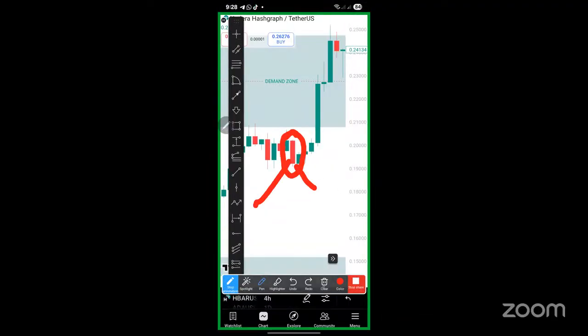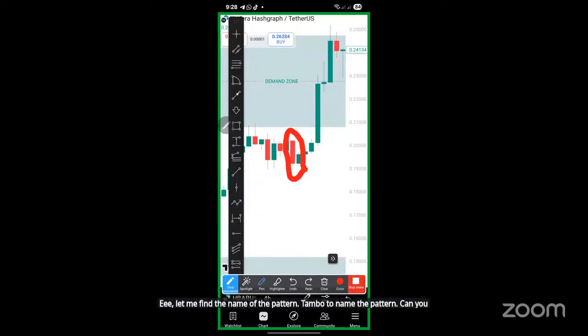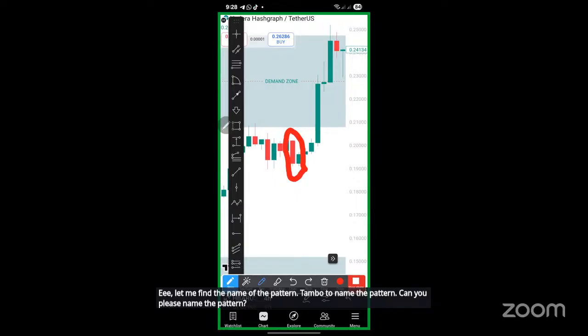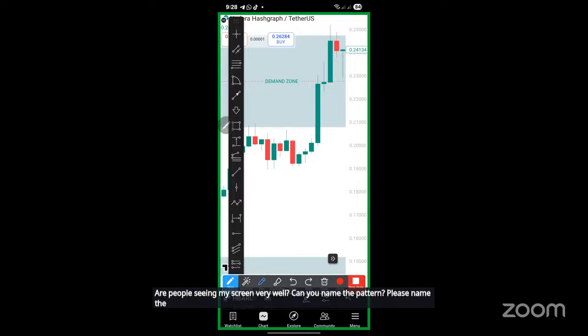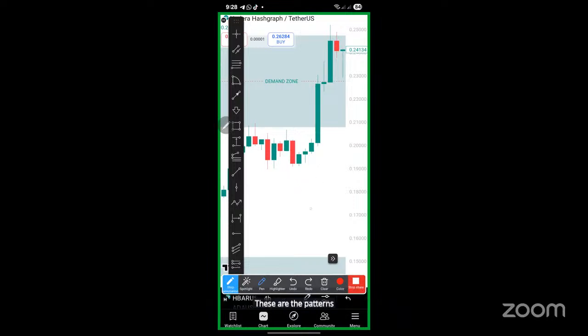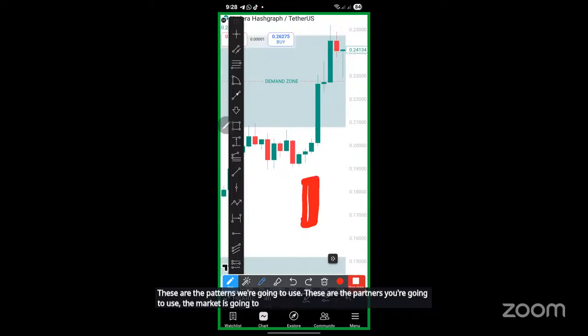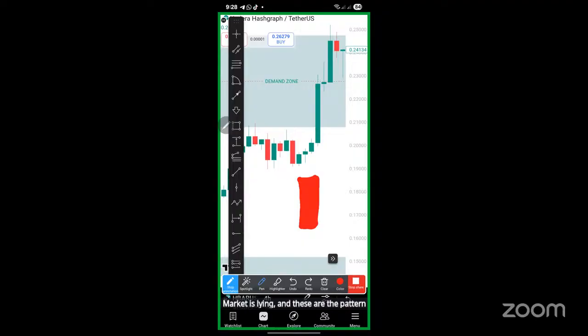Let me find the name of the pattern. Somebody name the pattern. Are people seeing my screen very well? Please name the pattern. These are the patterns you are going to use when the market is going to rally. These are the most important patterns.